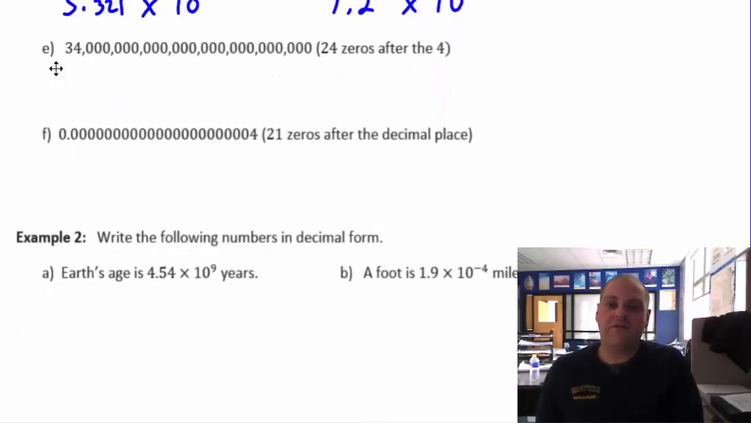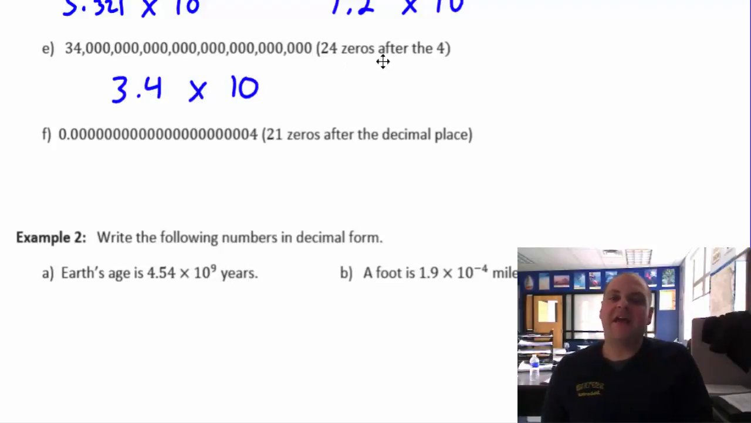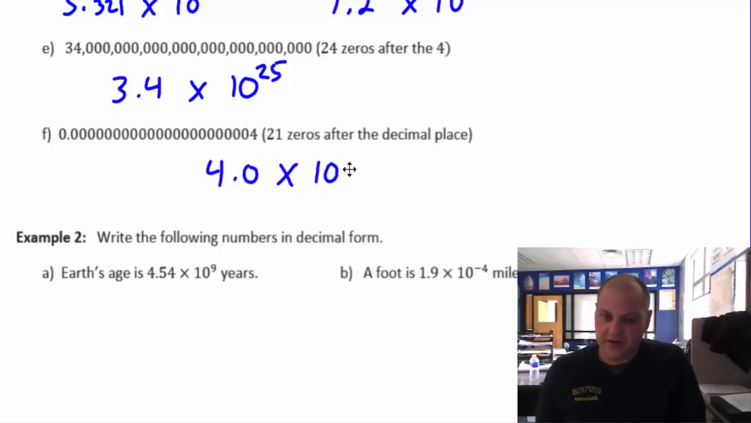Really big number, 34 quadrillion, whatever that is. 3.4 times 10 to the, they helped us out here by, instead of counting the zeros, telling us there are 24 zeros after the 4. So there's 24 zeros here, but that only takes us to right here. Then you've got to go one more, because you've got to get in between the 3 and the 4. You don't want to get in between the 4 and the 0, you want to get in between the 3 and the 4 with the decimal. So that's going to be 24 and then another one, so 25. 3.4 times 10 to the 25. And then this is going to be 4.0 times 10 to the negative 22.